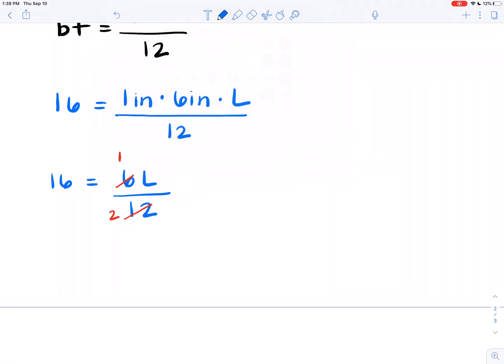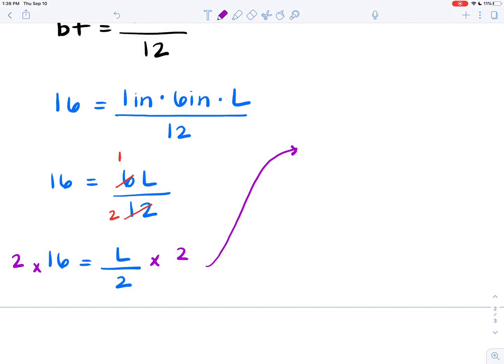So I can write this equation as 16 is equal to just L over 2, because you don't need a 1 in front of it. And then I can very easily see what's happening to L: it's being divided by 2. So to get L by itself, I would multiply by 2, but if I do that to one side, I've got to do it to the other.